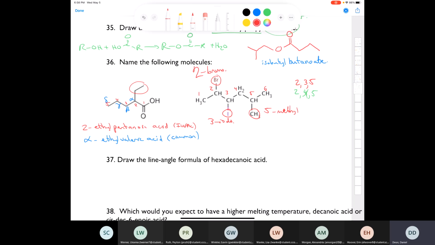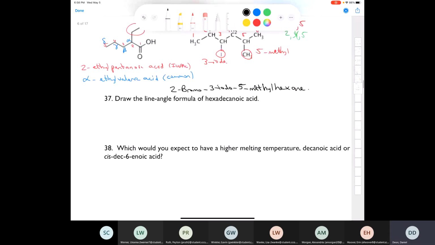So if we list these in alphabetical order, the bromo is going to come first, the iodo will be second, and the methyl will be last. So if we slap all this together, we get 2-bromo-3-iodo-5-methylhexane.